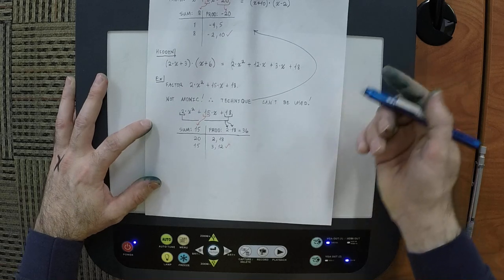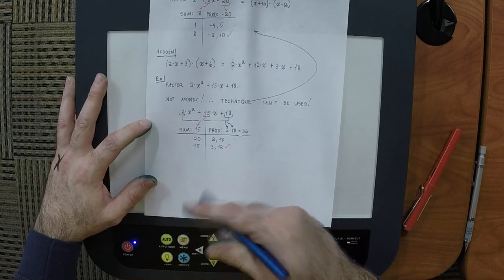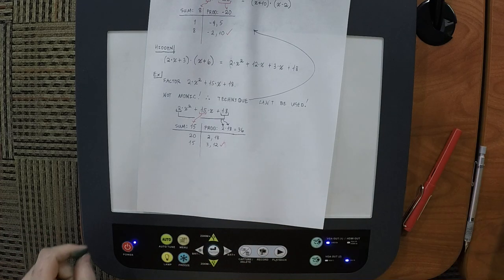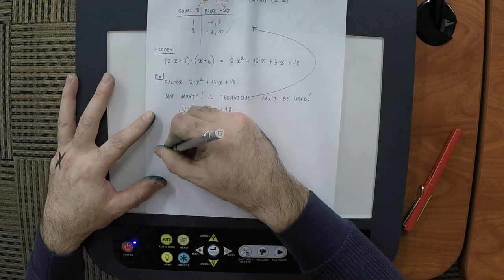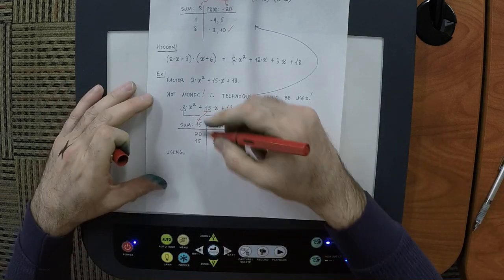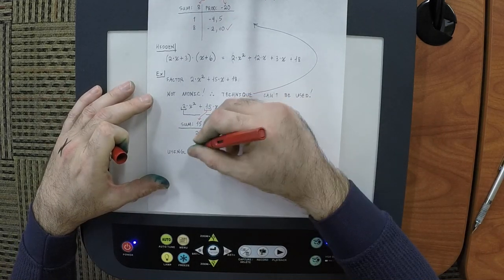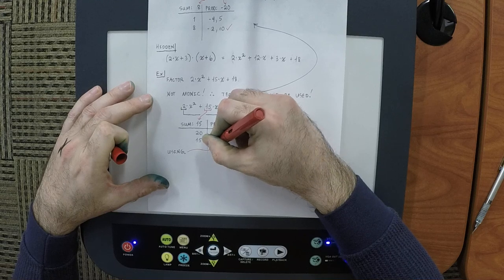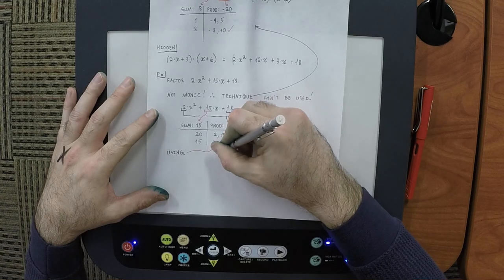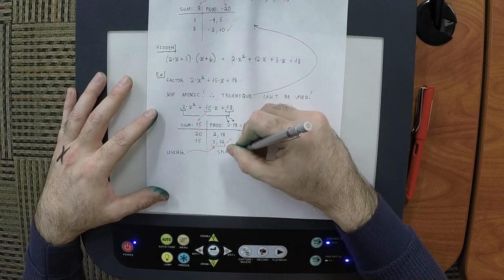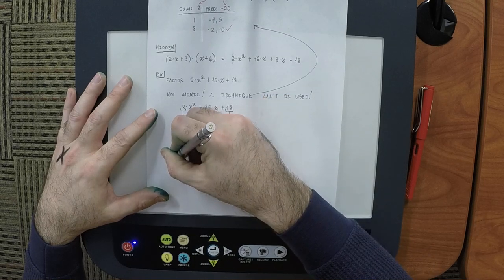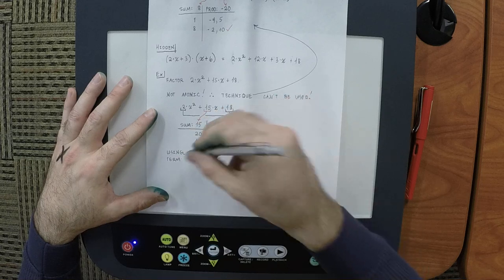So now, in the monic case, the answer is immediate. It's just immediately you can write down the answer. In the non-monic case, there's still work to do. So now, using the winning pair, we're going to split the middle term x.